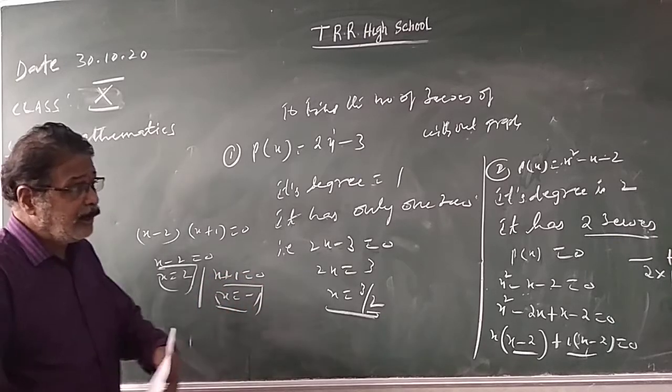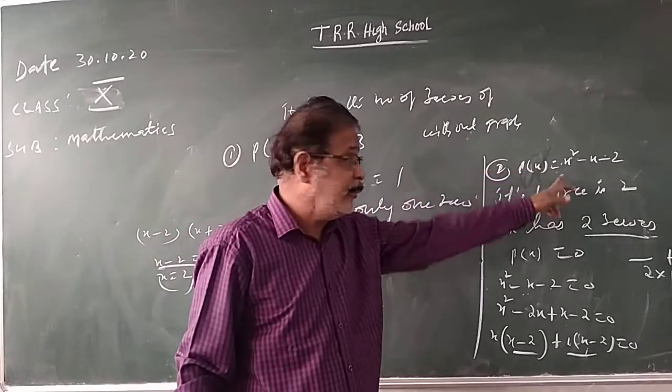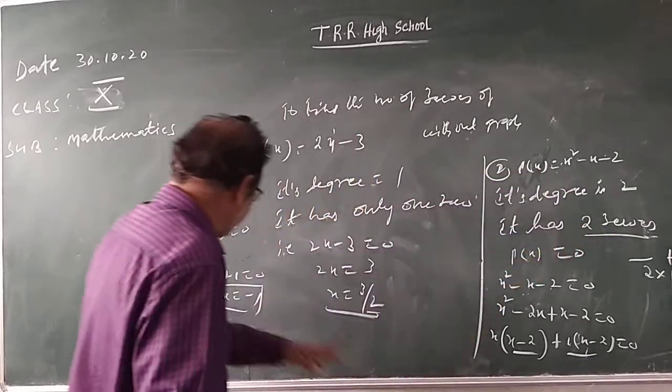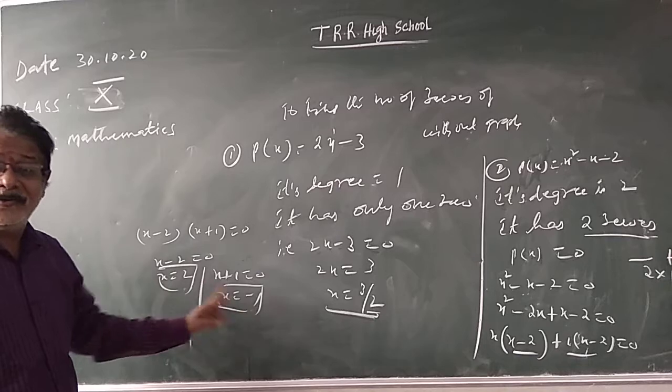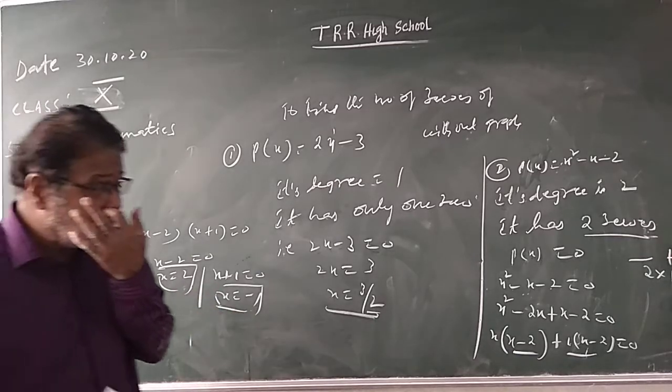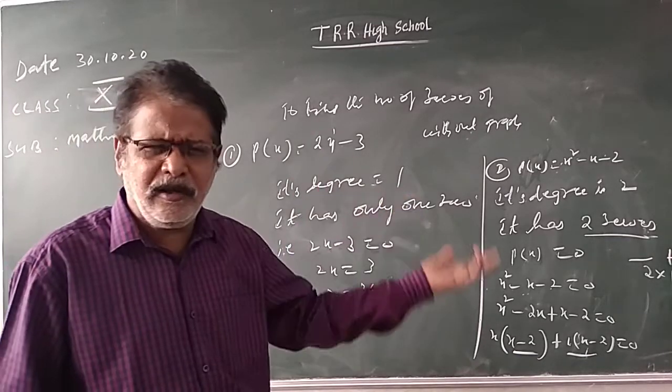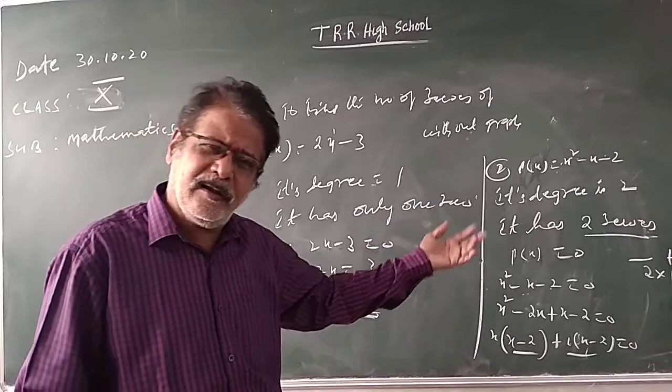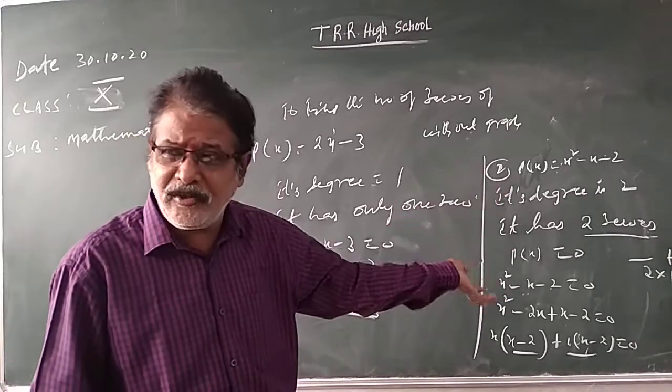What are those 2 zeros? I told you this is a quadratic polynomial. Its degree is 2. It has 2 zeros. What are those 2 zeros? 2 and minus 1. How to find the zeros? As the degree is 2, its zeros are 2. As the degree is 3, there are 3 zeros. As the degree is 4, there are 4 zeros.